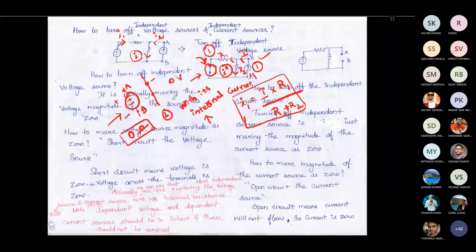Means first we had considered this current source and suppressed this voltage source. In the second point, we have to use this voltage source and we have to suppress this current source. In superposition theorem, we have to consider only one source at a time and we have to see its individual contribution. That's what we are doing.